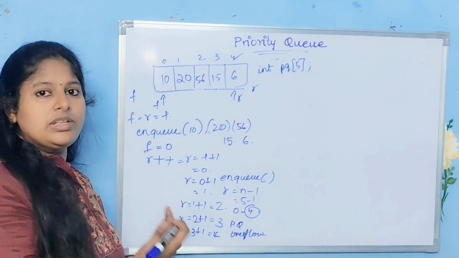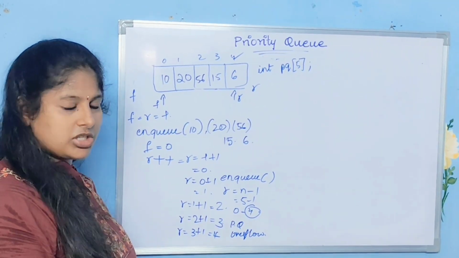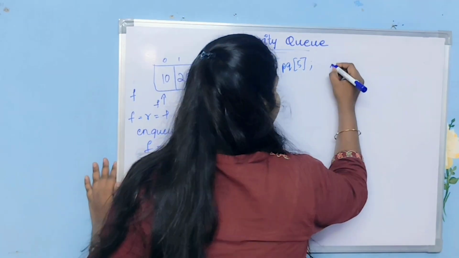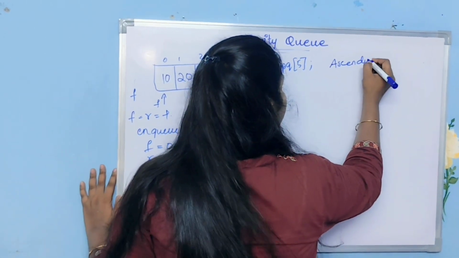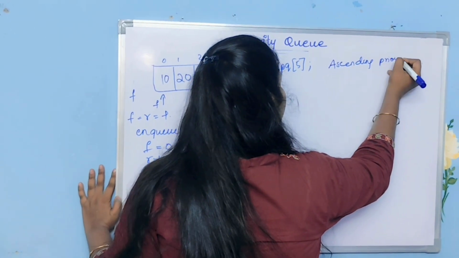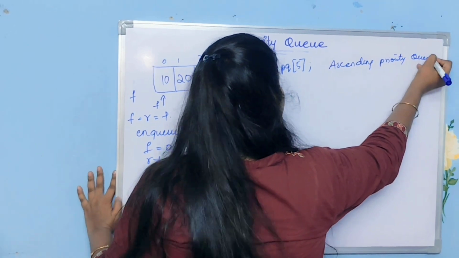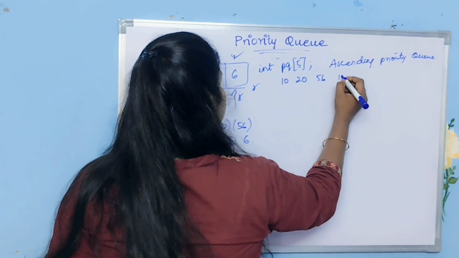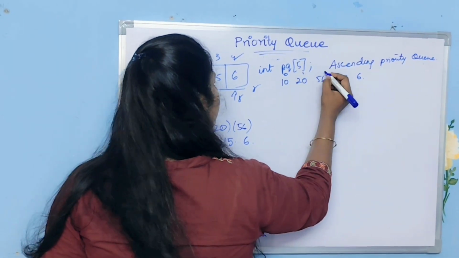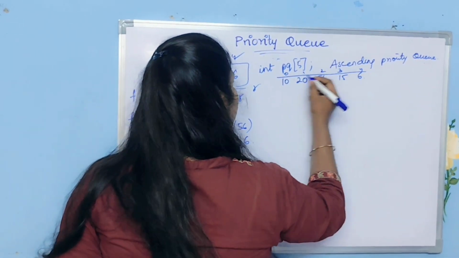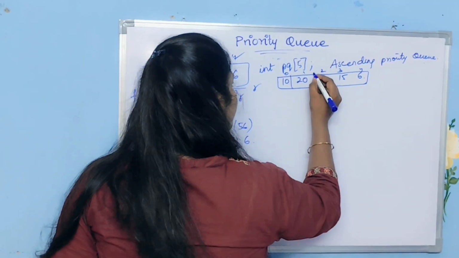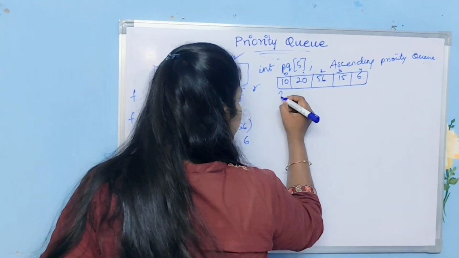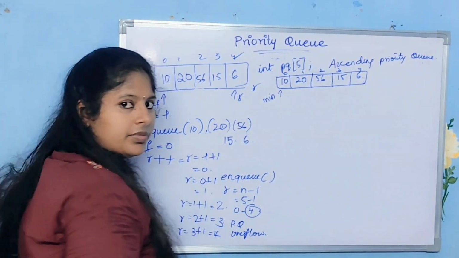So this is how you insert elements. This is the normal insertion operation. Now we'll see what happens if I ask you to perform an ascending priority queue. What are my elements? 10, 20, 56, 15, 6. Now first, consider the A of 0th element as the minimum element.